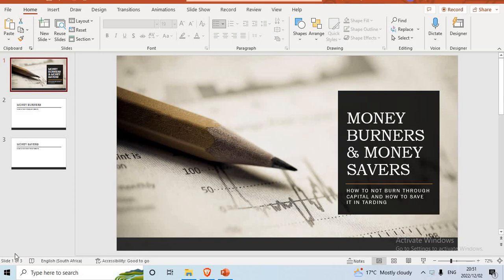Good evening, guys. Today we'll be talking about money burners and money savers. That is how to not burn through your capital and how to save money in trading.